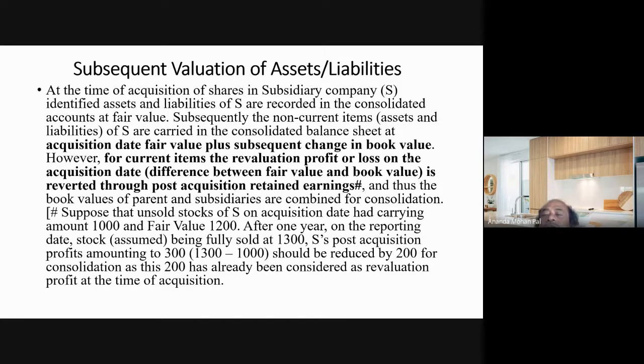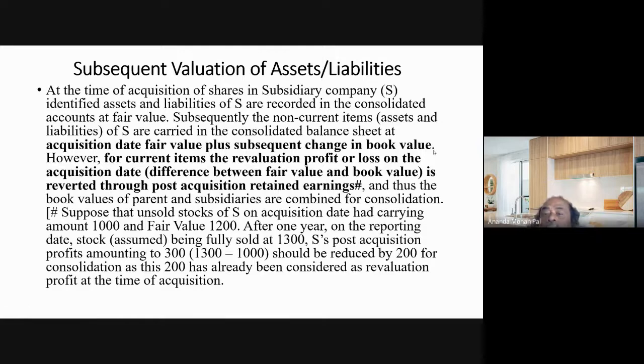Now, initially at the acquisition date, we would consider not book value 4 lakhs, but fair value 5 lakhs. And after 1 year, what value should we take? The book value is then 4,50,000. Should we take 4,50,000? No. What should we take? Fair value 5 lakhs plus this change in book value 50,000. So 5,50,000 should be taken. So that is stated here: acquisition date fair value plus subsequent change in book value.